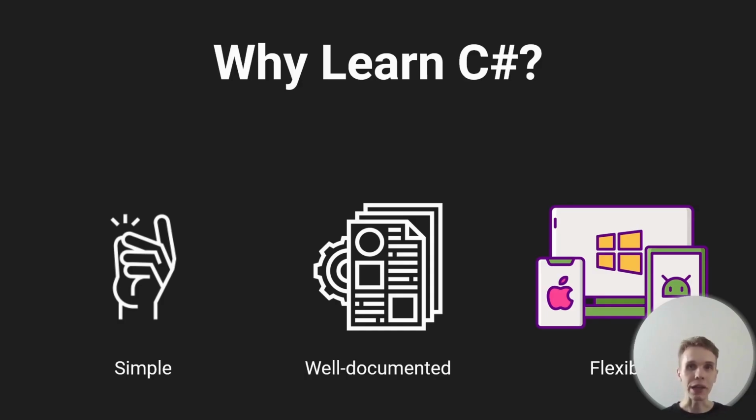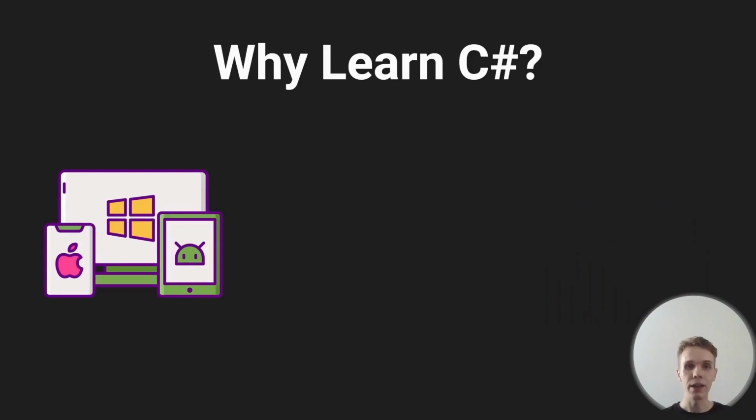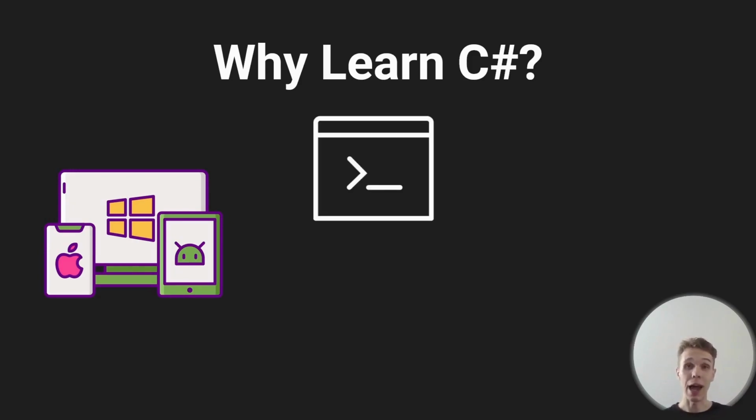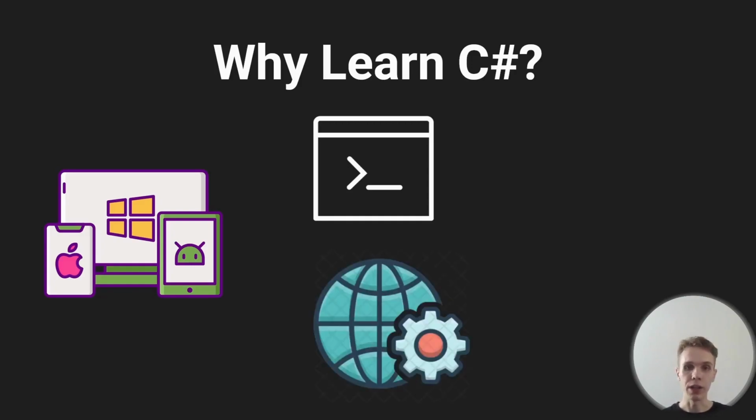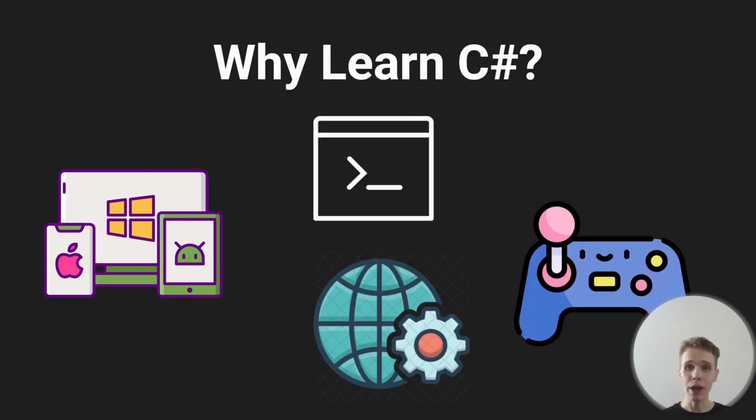Now, what do I mean by flexible? It means that you can develop for all kinds of platforms. You can develop for iOS, Android, Windows, Mac. You can develop console apps, something that we're going to do in this course, which will help us to better understand the language and learn faster. You can develop web apps. So should you want to develop web applications, websites, C# is your go-to language. And of course, video games.